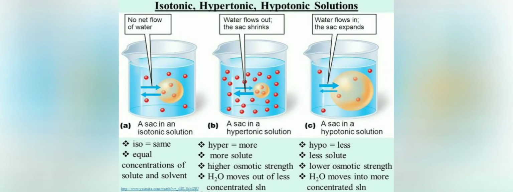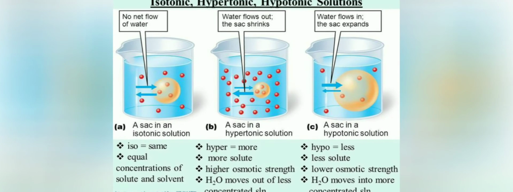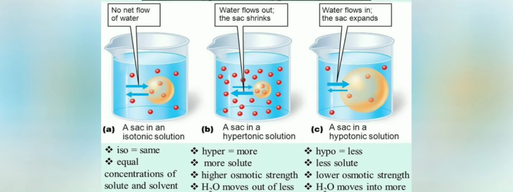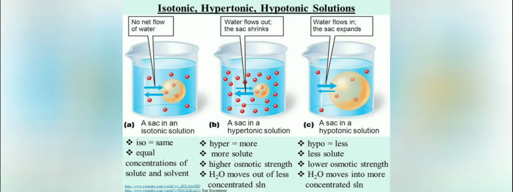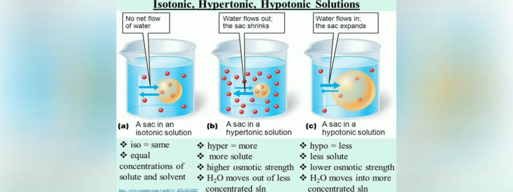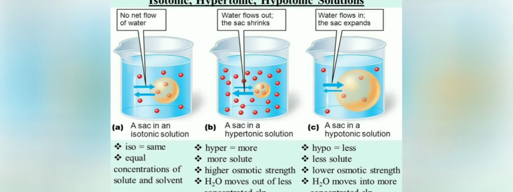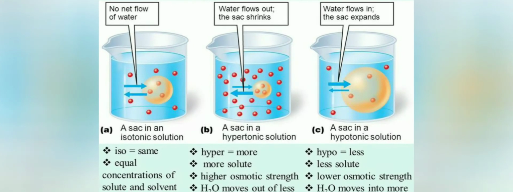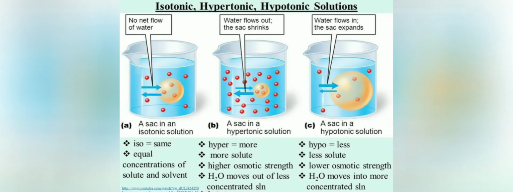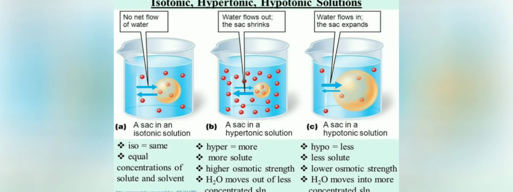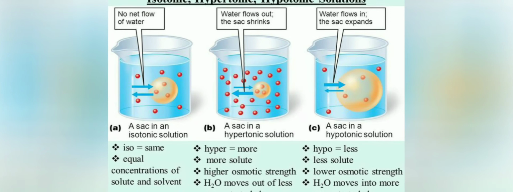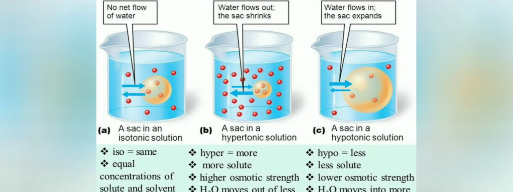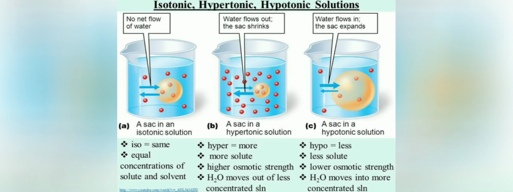Three things could happen, so we are going to discuss all the three things one by one. So let us discuss the first picture. As you can see, if the medium has exactly the same water concentration as the cell, there will be no net movement of water across the membrane. No net movement. Such a solution is known as isotonic solution. Iso means same and equal concentration of the solute and the solvent.